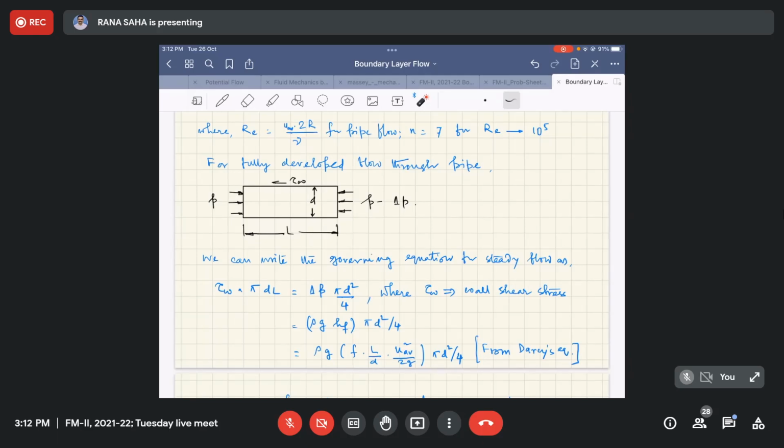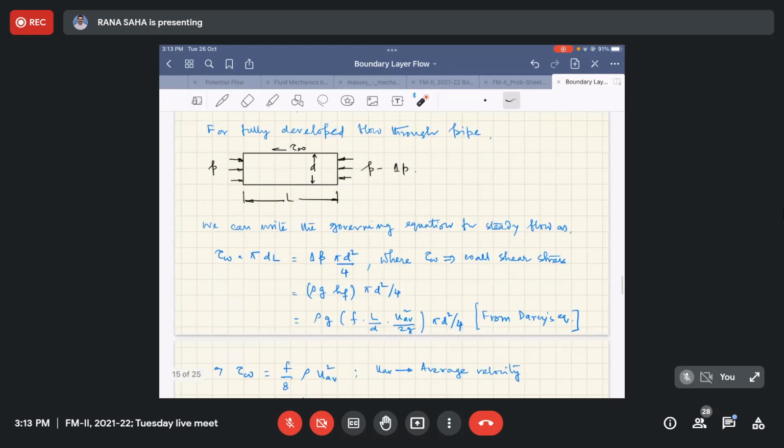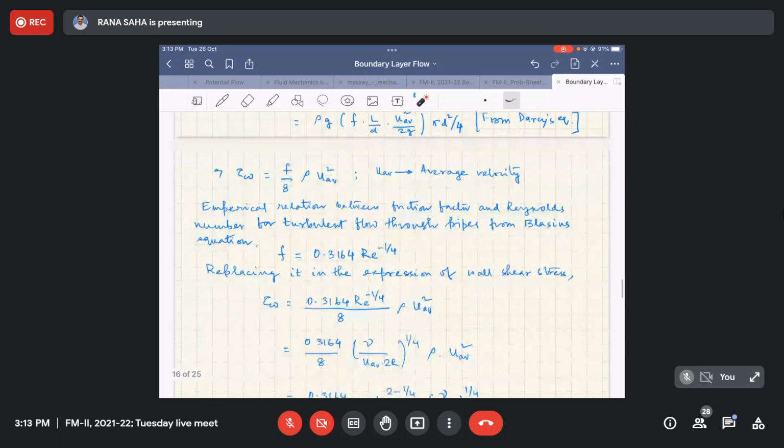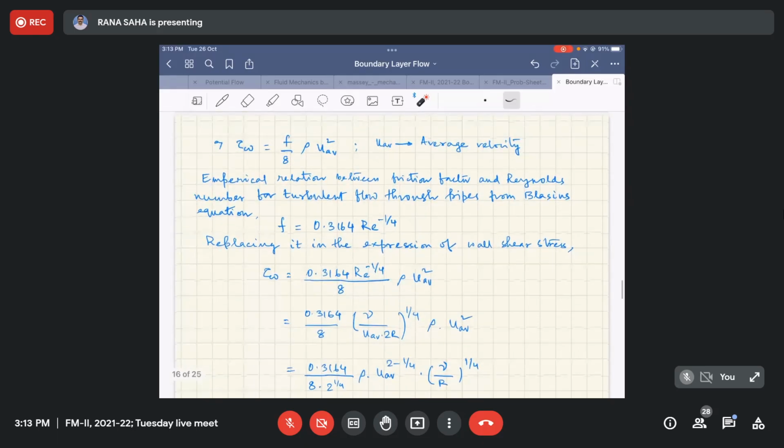So that leads to this particular form of an equation, or in other words, you get the expression of tau W, in which you can write delta P in terms of rho g HF. This HF, which we just now discussed, can be written in terms of Darcy's equation form: F L by D, U average square by 2g. So that leads us to the expression of the wall shear stress in terms of friction factor F and the average velocity, along with the density.